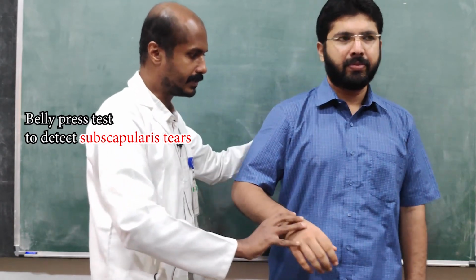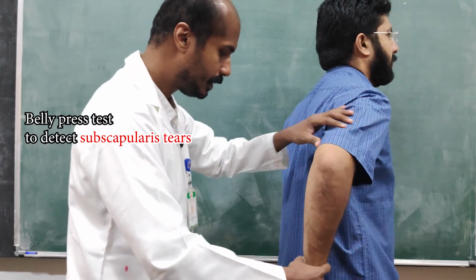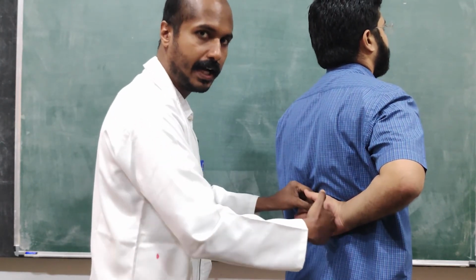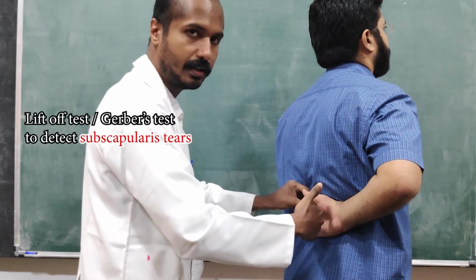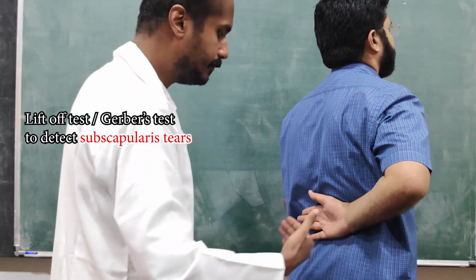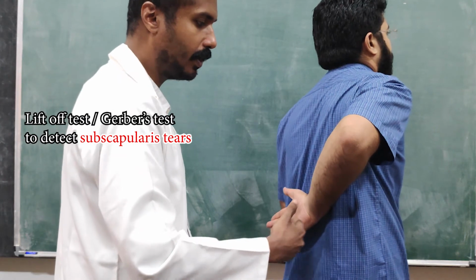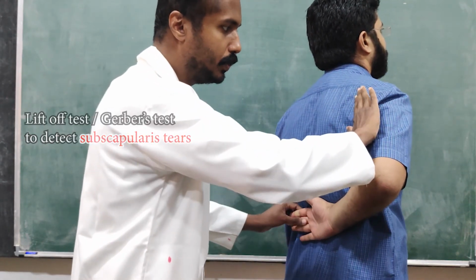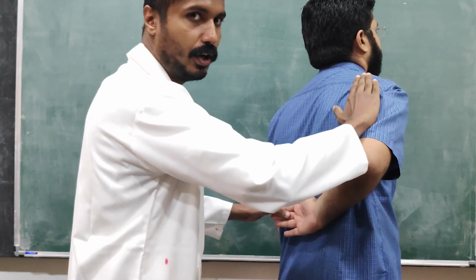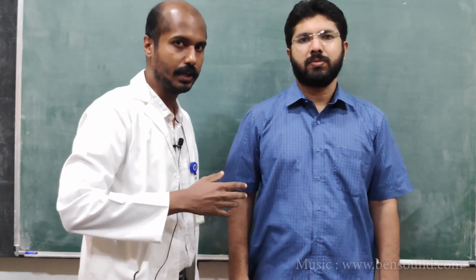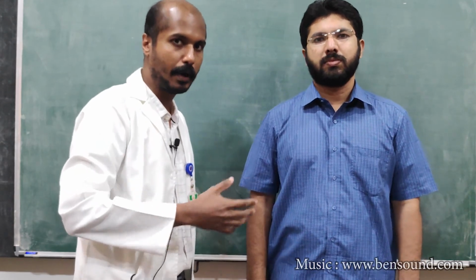Another named test is, can you please turn to this side? You can keep the hand behind the lower part of the trunk, and from this position, can you please lift your hand? Yes, that is called the lift off test or Gerber's test. Here again, you are doing a medial rotation of the shoulder. So these are the named tests by which you can test the medial rotators' power and their action.